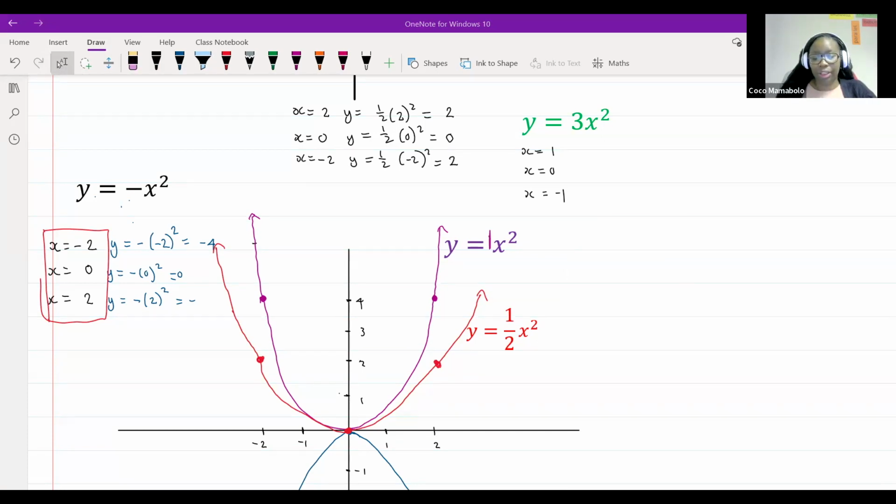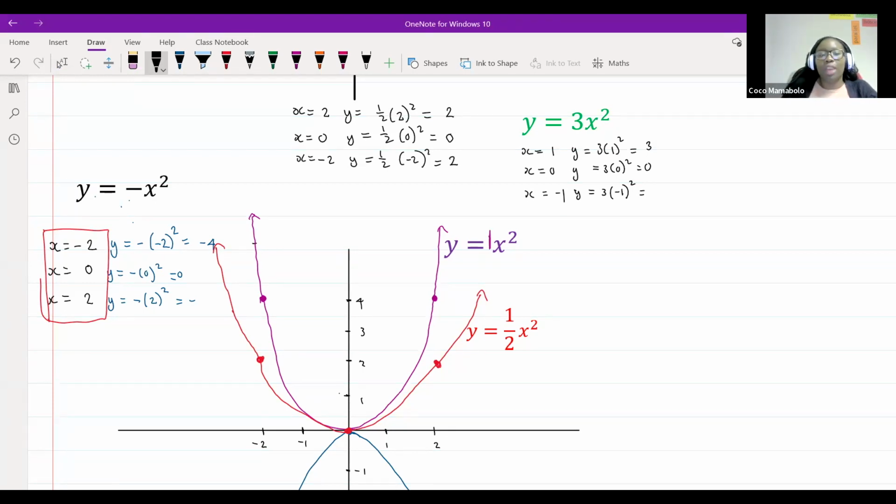Okay, lovely, Mandy, thank you. Mandy says for the first one, when x is equal to 1, y is equal to 3, good. Y is equal to 3 times 1 squared, that's just going to give us 3. For the second one, y is equal to 3 times 0 squared, which is just 0. Check that last one again, please, Mandy. Y is going to equal 3 times -1 all squared. What are we going to get there? 3, good. We're going to get those points.